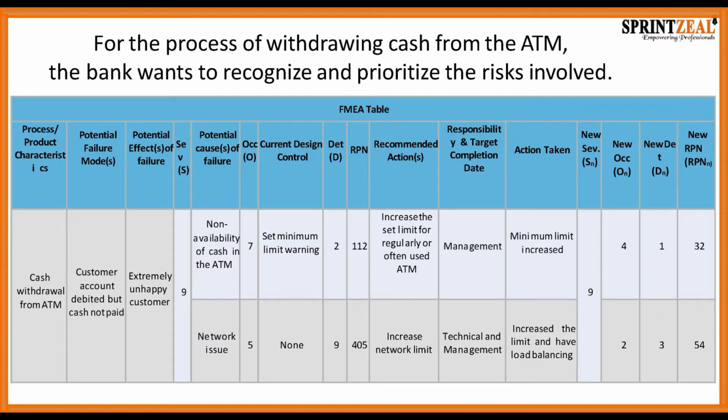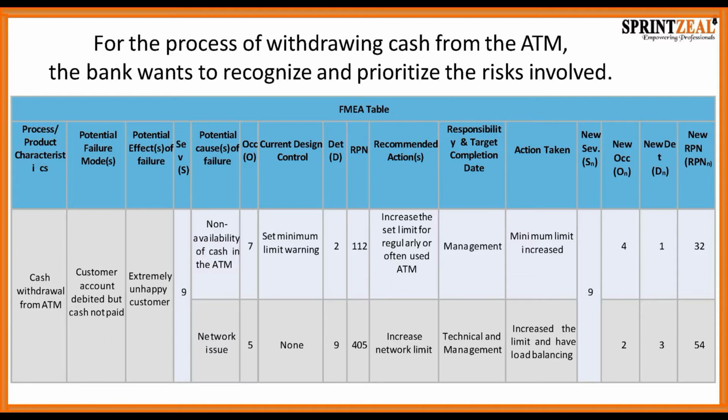So when we multiply that through, the RPN is 112 in regard to the cash in the ATM, and 405 in regard to the network issue. So which one is more important? Well, remember, the higher the RPN, the higher the risk. So therefore, we need to look at the network issue first.